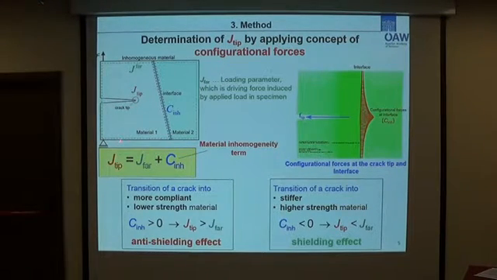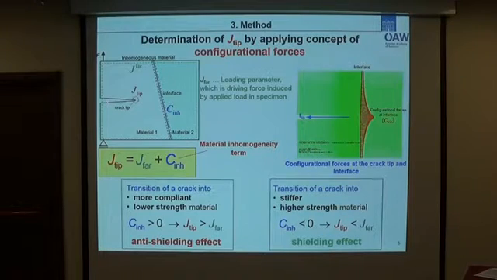In this case, crack driving force can be determined as a summation of J_far and C_inh. J_far is a loading parameter. In fact, it's a driving force induced by the applied load on a specimen. C_inh, or the material inhomogeneity term, is a summation of all configurational forces which act on the interface.